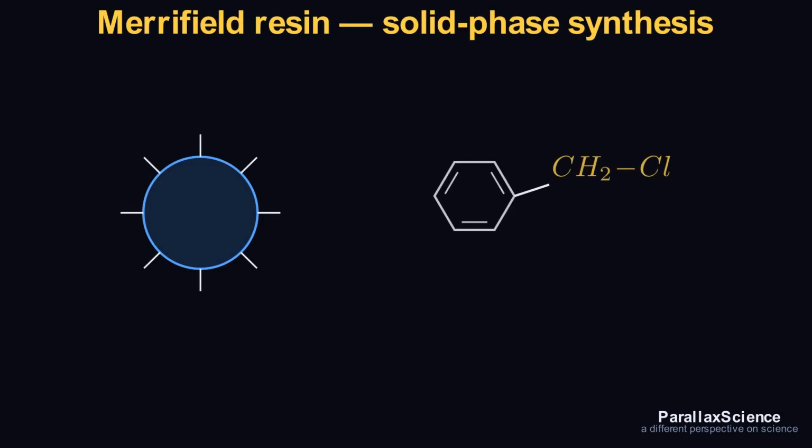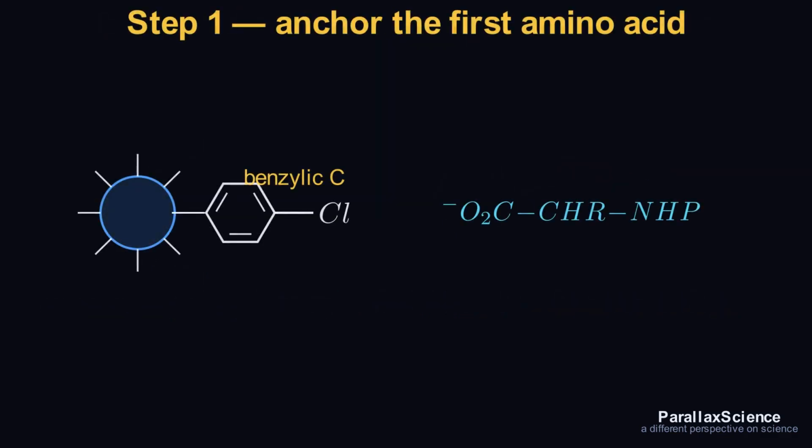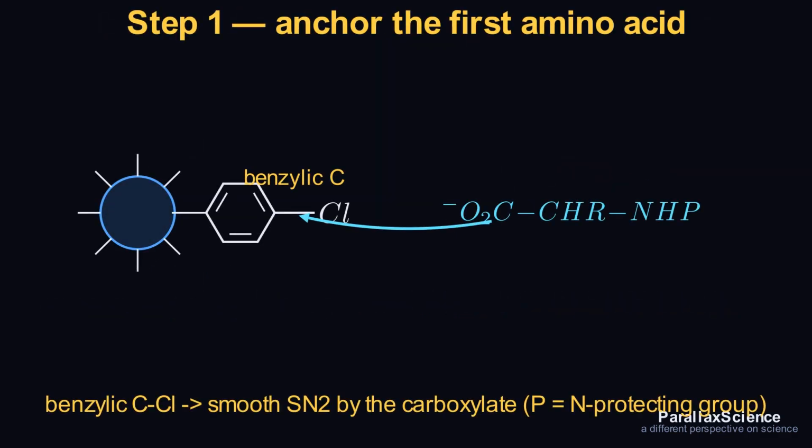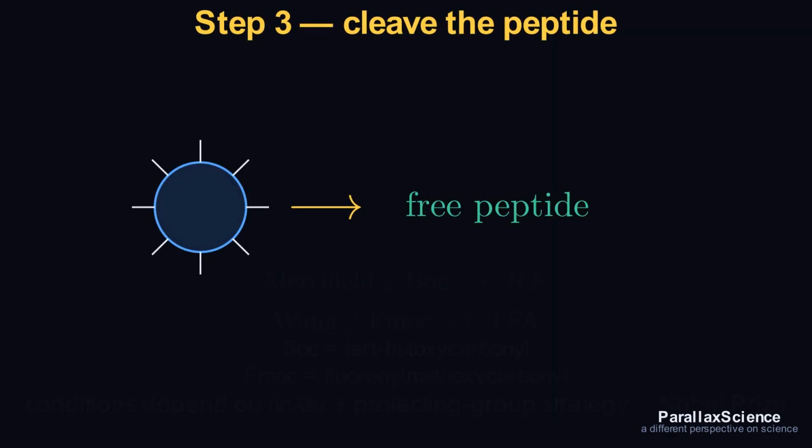The Merrifield resin. Tiny beads of chloromethylated polystyrene, and the foundation of solid-phase synthesis. Anchor the first amino acid to a bead. Its carboxylate displaces the benzylic chloride, forming an ester link to the support. Then repeat a simple cycle. Deprotect the nitrogen end, couple the next amino acid using DCC, and wash away every impurity, simply by filtering the beads. Finally, cleave the finished peptide from the bead.